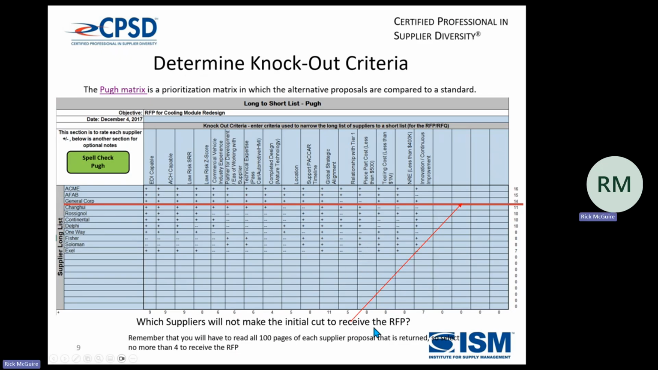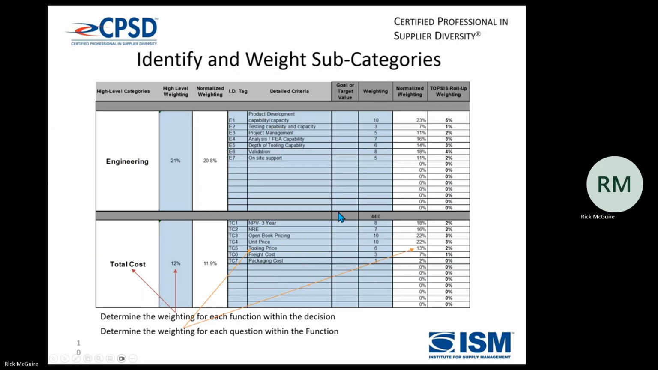Which suppliers will not make the cut? So I'm going to talk to the ones above the red line. Identify weight subject. So this is something PECAR uses. Determine the weighting for each function that's here, and determine the weighting for each question within the function.